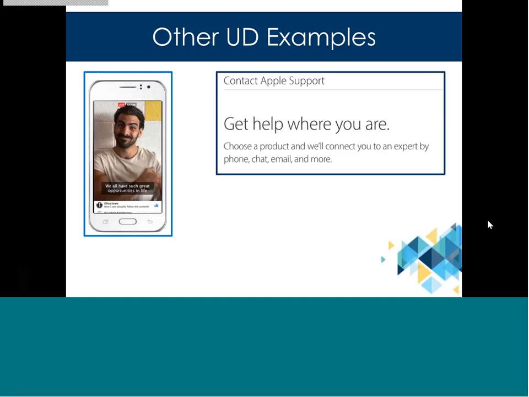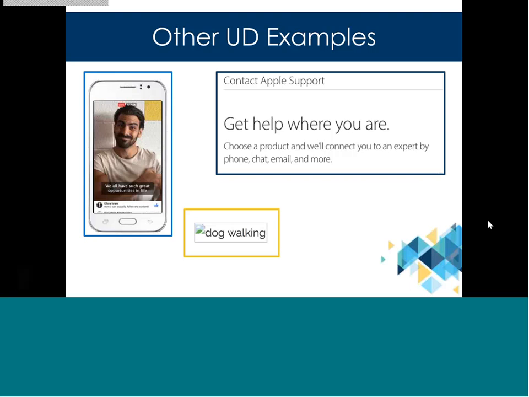Another example: I realize now I have an iPhone and I'm referencing Apple again. I promise I'm not selling anything. They're not paying me off. But Apple support always impressed me. "Get help where you are. Choose a product and we'll connect you to an expert by phone, chat, email, and more." So sometimes universal design might make you reflect on your own communication practices. You might tell someone, okay, give me a call. And maybe they have a speech impairment, or they're deaf or hard of hearing. A phone call might not be the ideal method of communication. So thinking about how you can provide multiple means in which someone can interact with you is one example of universal design.